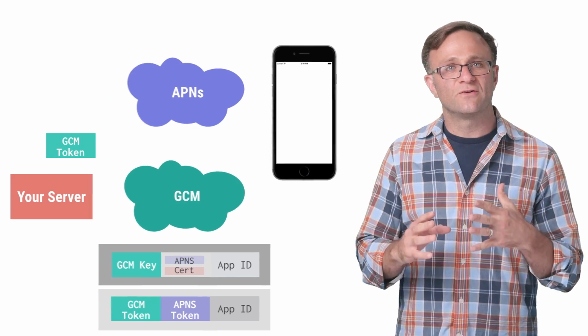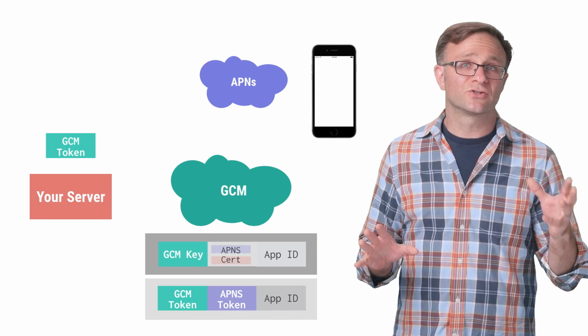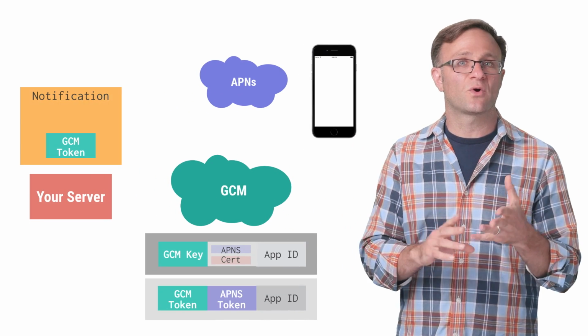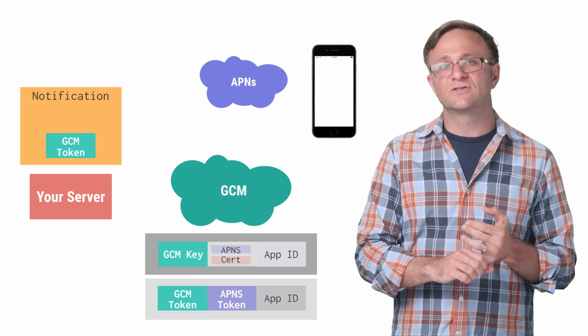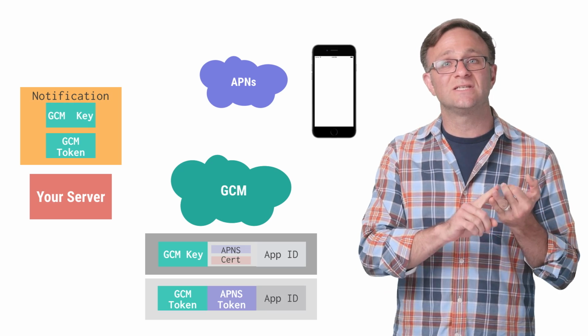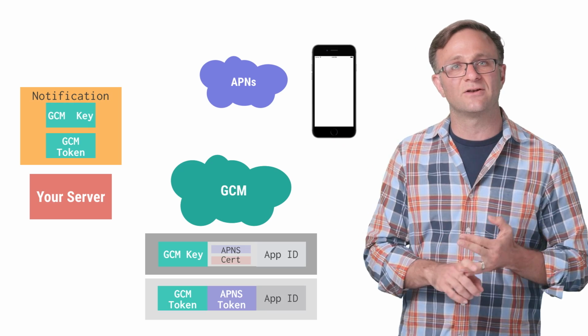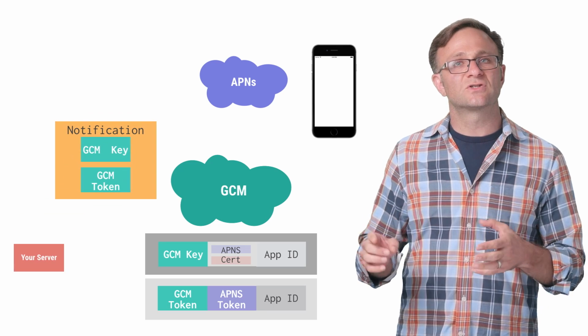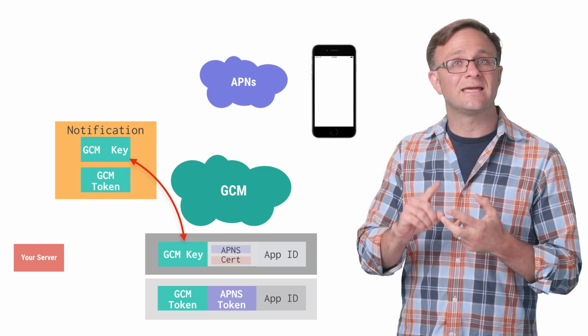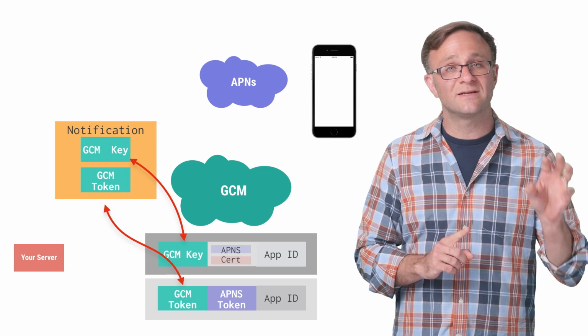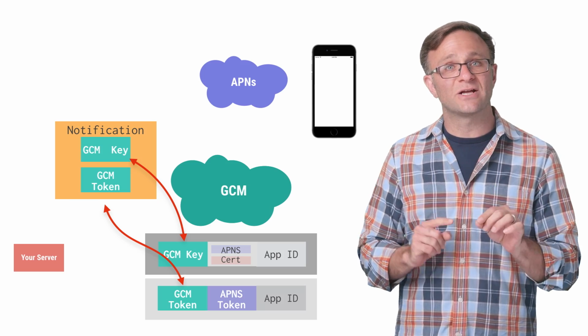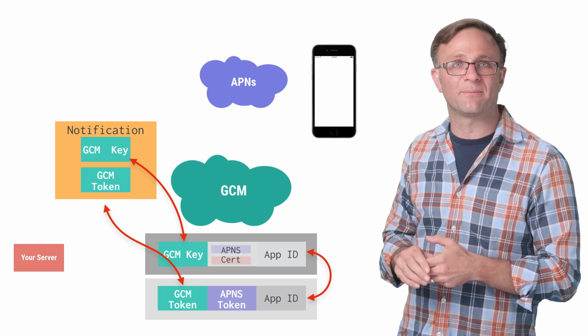So when you want to send a notification to this device, your servers are going to send off a notification request to the GCM servers. Now it's going to pass along the API key and the GCM token for this device along with that notification. GCM servers are going to verify that the API key and the registration token both exist on its servers, and it's going to make sure that they both correctly map to the same app.